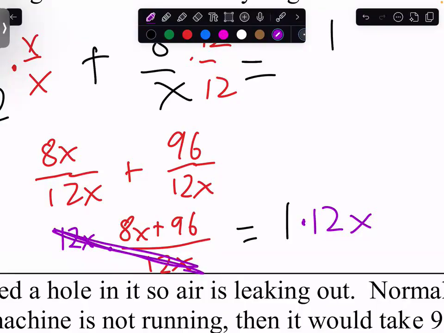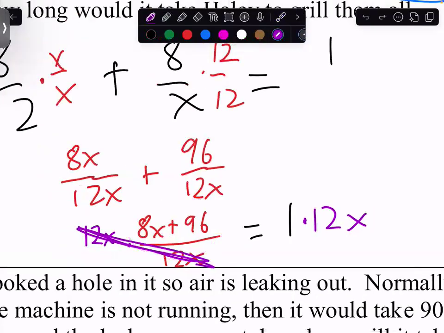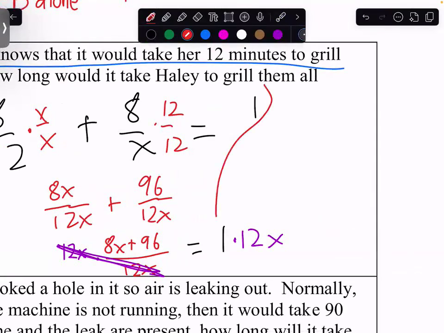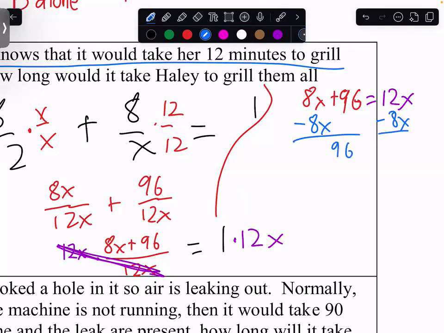So the 12x is no longer there. You're just left with the 8x plus 96. And on the other side, you have 1 times 12x. Anything times 1 stays the same. Here, this is not a quadratic, so we don't necessarily need to move everything to the same side. We could just instead subtract 8x from both sides and then divide both sides by 4.